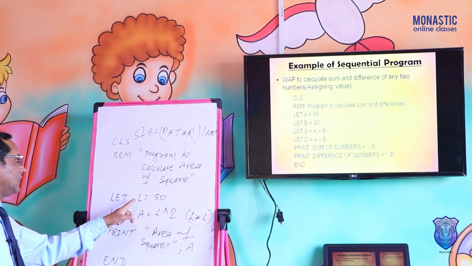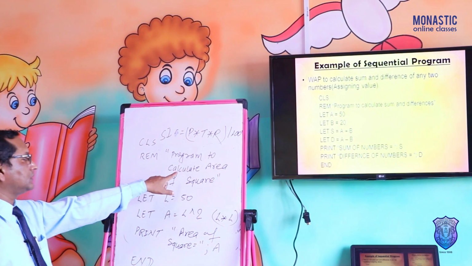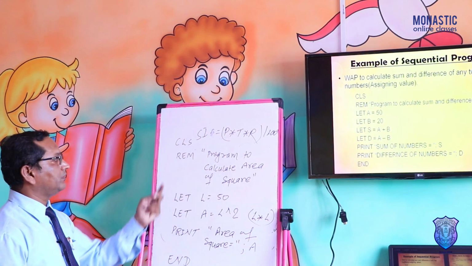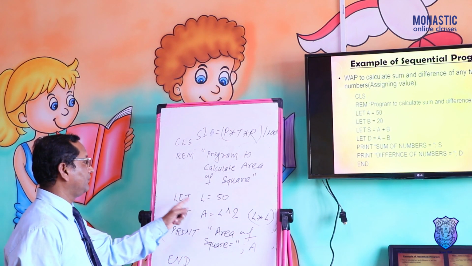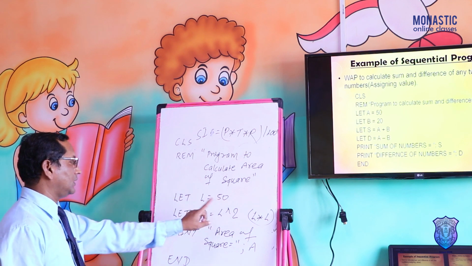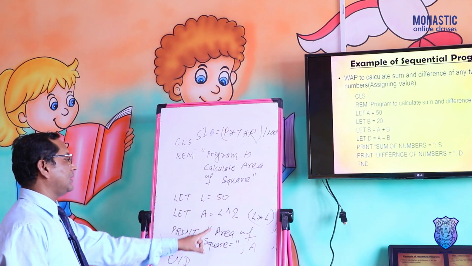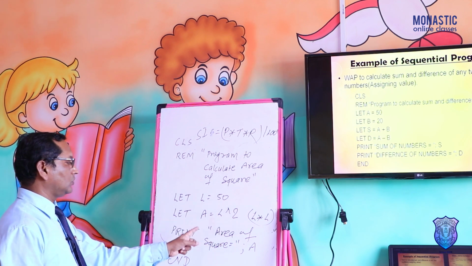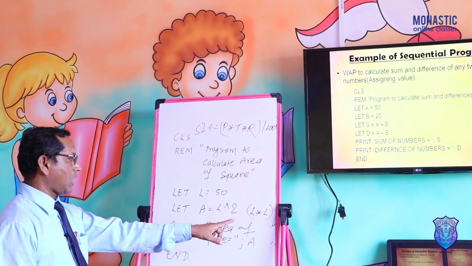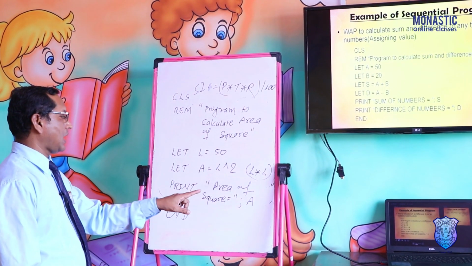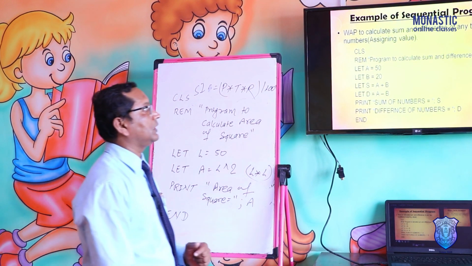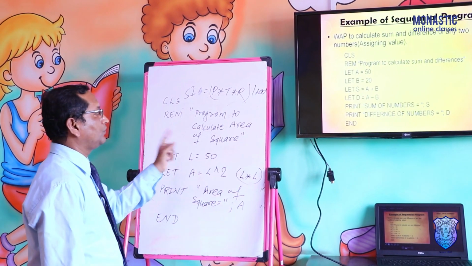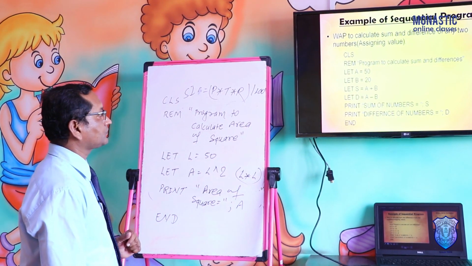So here, in the remarks you will write program to calculate simple interest. Then 3 values: let P is equal to their value, let T is equal to their value, let R is equal to their value. After that the formula, I is equal to P into T into R by 100. After that print I. So in this way, any sequential program you can write by using the following steps: input, processing and output.